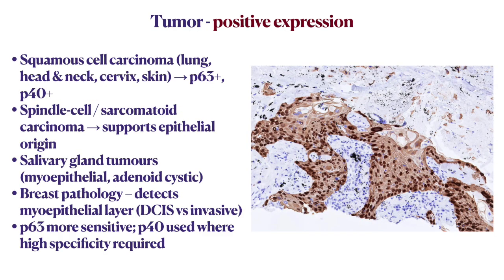Tumors which are positive for these markers: squamous cell carcinoma is positive for both p63 and p40. Spindle cell or sarcomatoid carcinoma also is positive, and here it can be used to identify the epithelial origin in these tumors. Salivary gland tumors arising from myoepithelial cells are positive. In breast also, here it is used to detect the myoepithelial cells in DCIS versus your invasive tumors where there is no myoepithelial cells. P63 is more sensitive, but P40 is very specific when it comes to squamous differentiation.